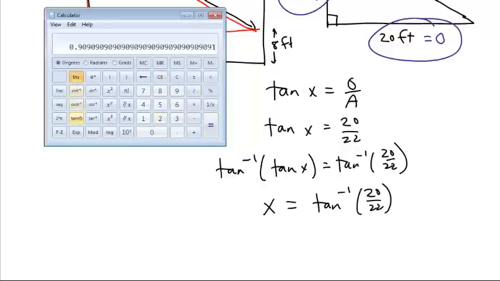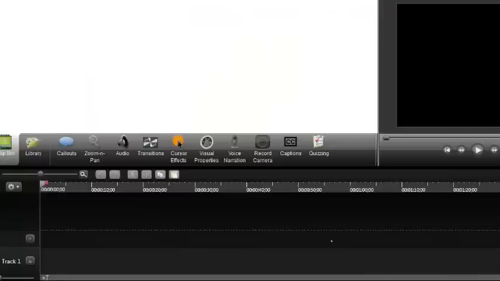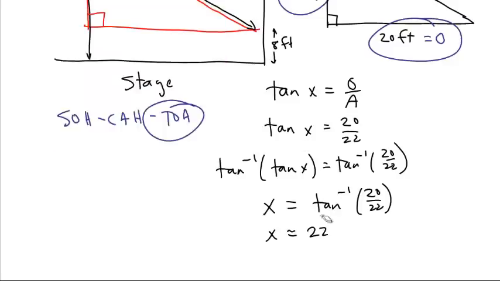We say inverse tangent. I did the wrong one. 20 divided by 22 equals inverse. I did tan H. Ha! Just regular tangent. 42.3 degrees. X is approximately 42.3 degrees.